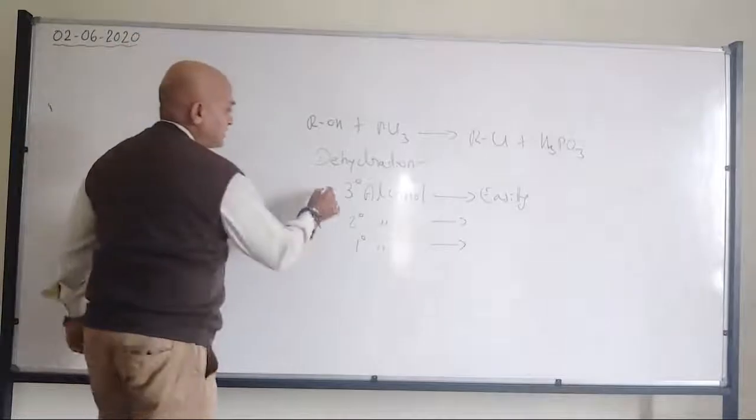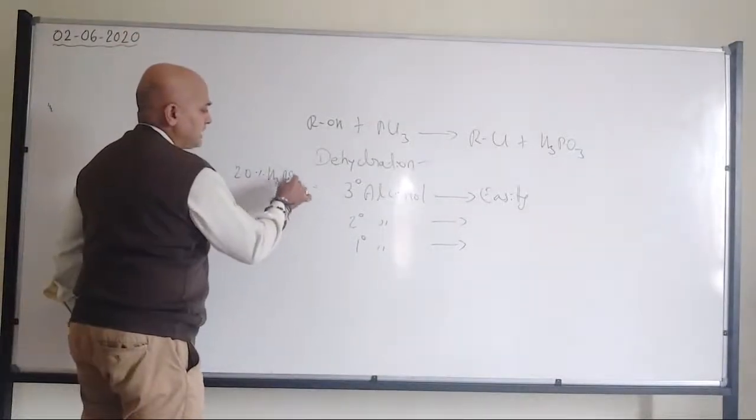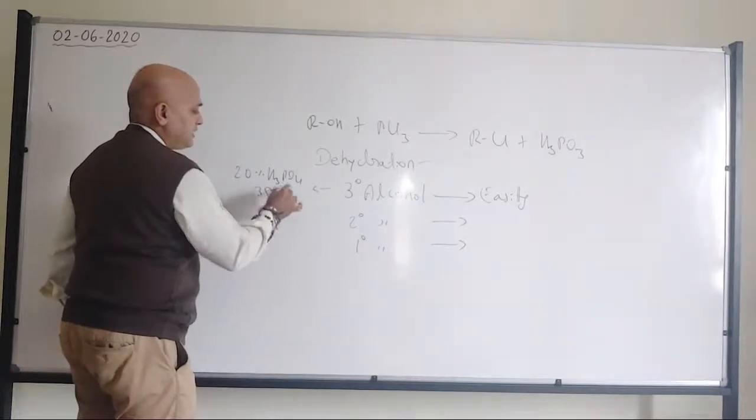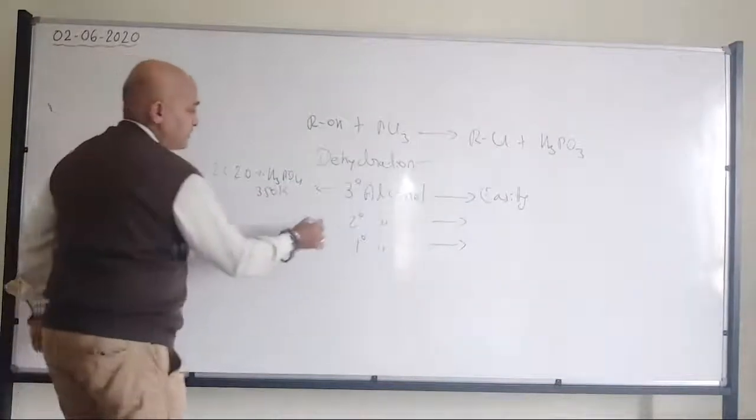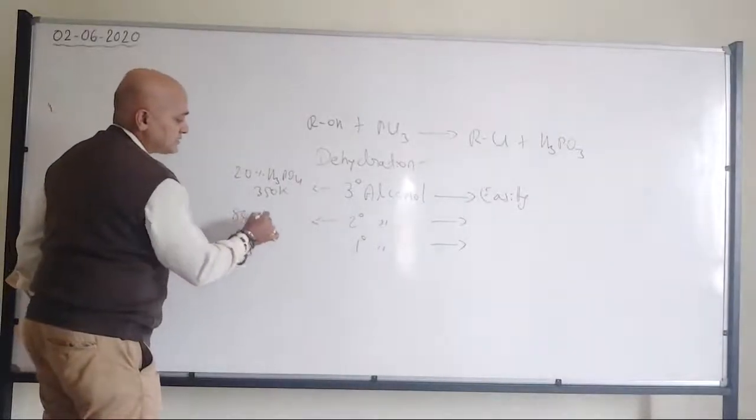Dehydration is done under acidic condition. If I take tertiary alcohol, 20% orthophosphoric acid at 350 Kelvin is more than enough. But when it comes to secondary, we have to slightly increase the concentration.